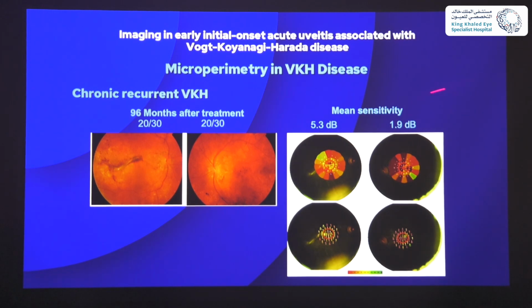So here is the sensitivity in the right eye, 5.3, and 1.9 in the other eye, although the vision was excellent. So it means that patients with sunset glow fundus have good vision according to Snellen visual acuity, but the sensitivity is severely reduced. And that's why the studies in VKH that looked at vision as the main outcome were not correct.